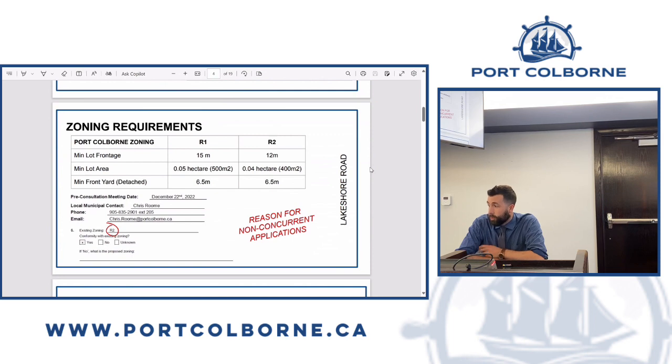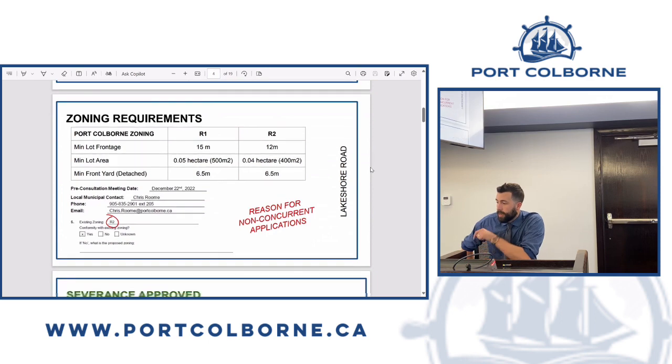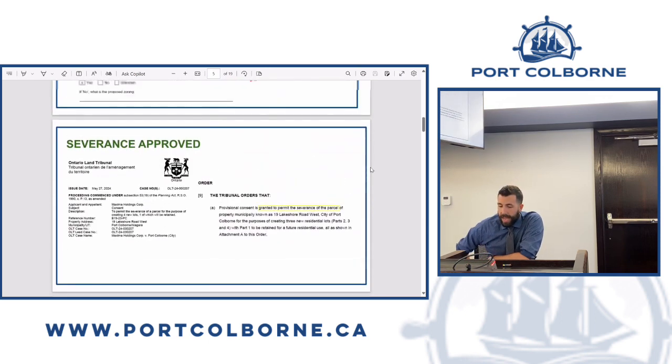As you can see, if it were in R2, the minimum is 400 meters squared. We're not R2, we're R1. So I'm looking to reduce that 500 to the 418. As mentioned, I did bring a severance application here before. It has been recently approved by the Ontario Land Tribunal. So I just wanted to bring that to your attention. This is strictly a minor variance for lot area.